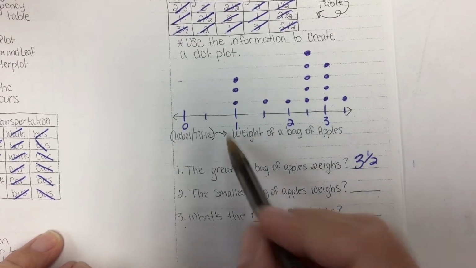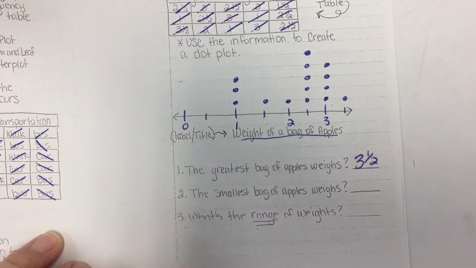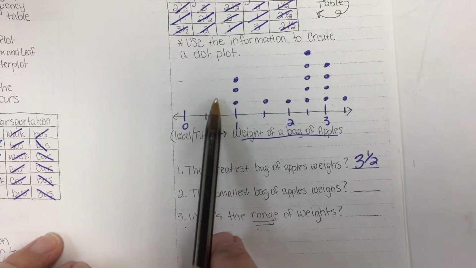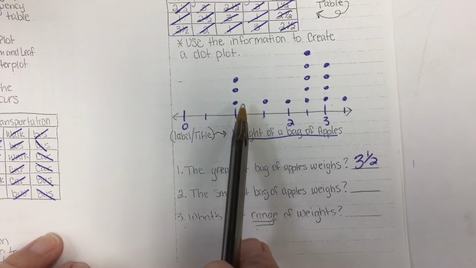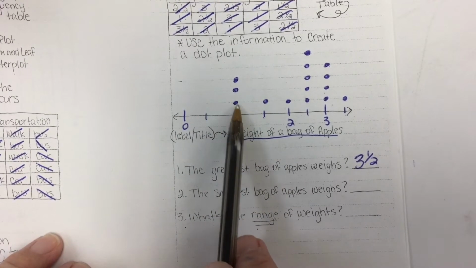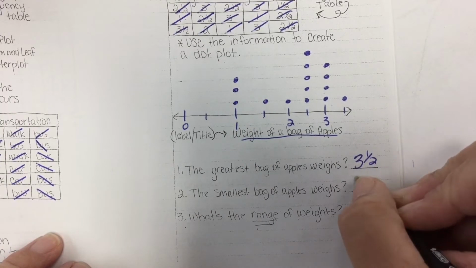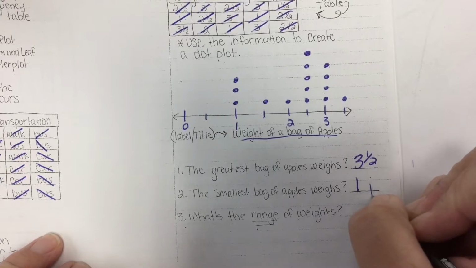And we know because here's our title, weight of a bag of apples. All right, what's the smallest bag of apples weigh? Well, 0 would be the smallest, but there's no dots above it. And there's no dots above half. So the smallest bag that we have is 1. Okay, and that'd be 1. We're going to say pound.